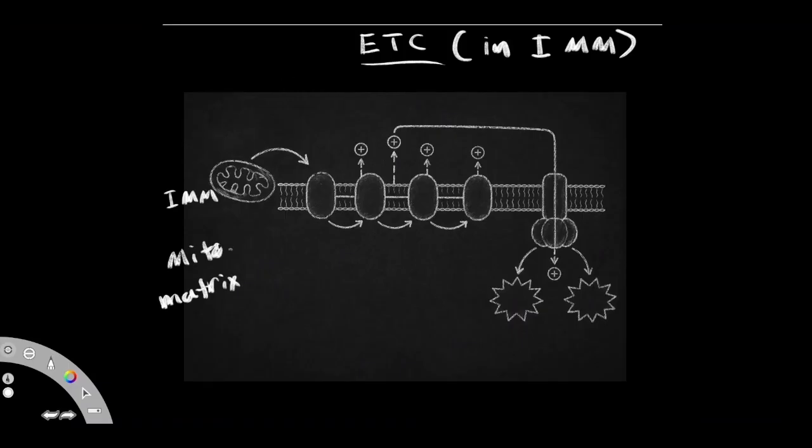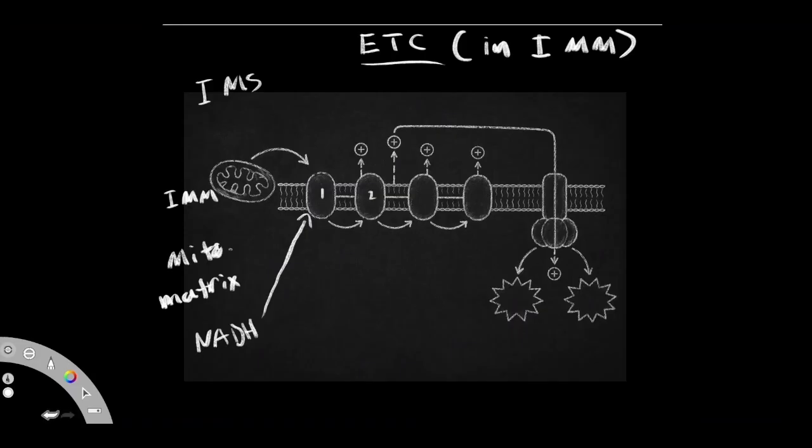And the other side over here is going to be the IMS, the intermembrane space. So remember that NADH that we talked about earlier? Maybe I'll put it down here. NADH is over here. It's in the mitochondrial matrix. It's going to enter complex 1, okay? So this here is known as ETC complex 1.